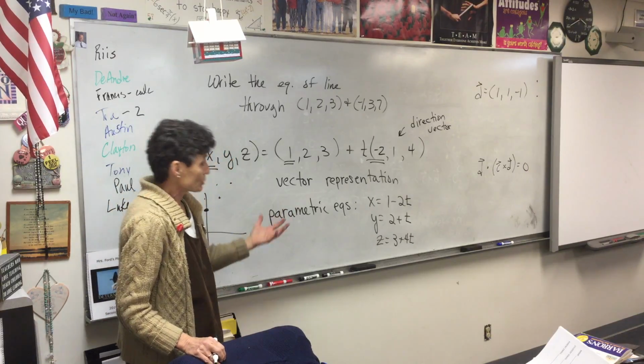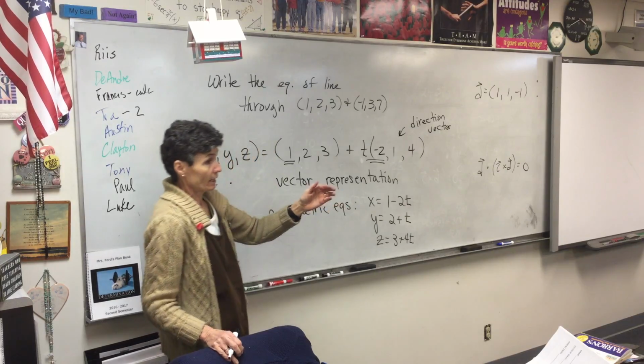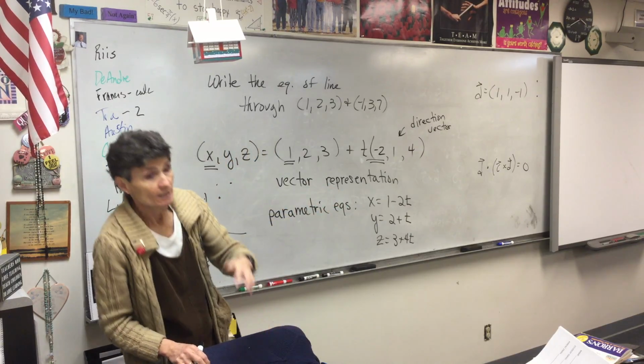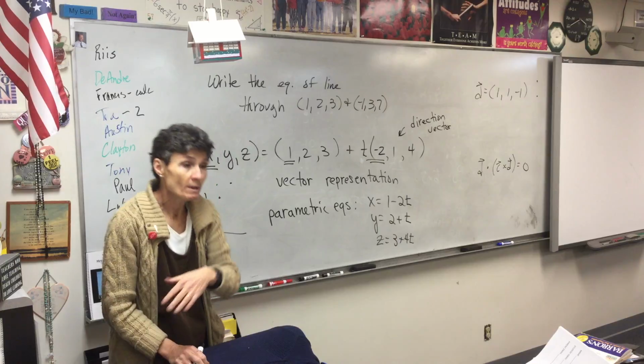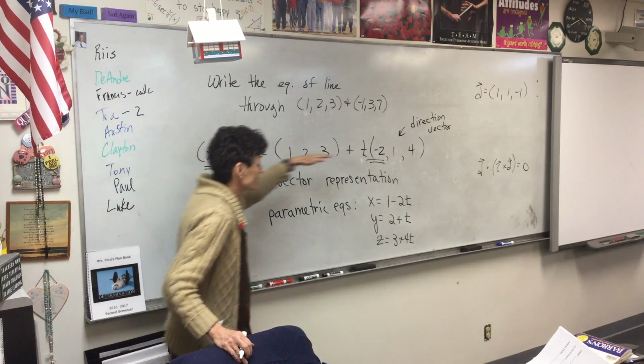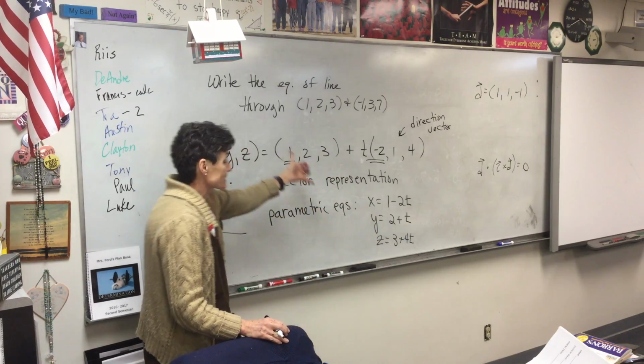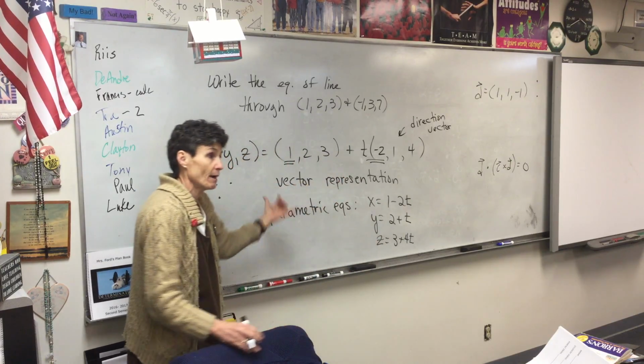So you know how in 2 dimensions you can write a line in slope-intercept form, you can write a line in point-slope form, you can write a line in standard form. Well, in 3 space we use either the vector form, which is this, or we use the parametric form. They're the same, they're just split up differently.